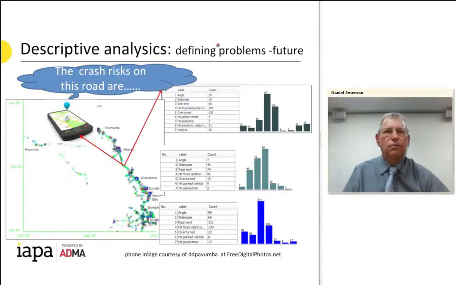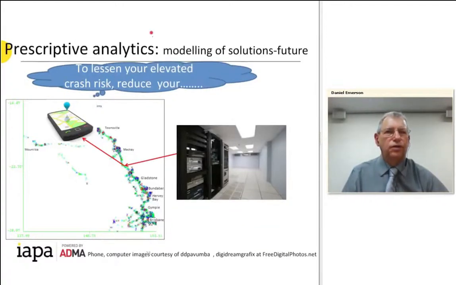On the other hand, with prescriptive analytics, we would want the data centre to be analysing your particular location, your speed, and your position on the road, and tell you how to lessen your elevated crash risk. You would need to reduce your speed, change lanes, drop back, and so on. And so this models a solution to reduce risk.